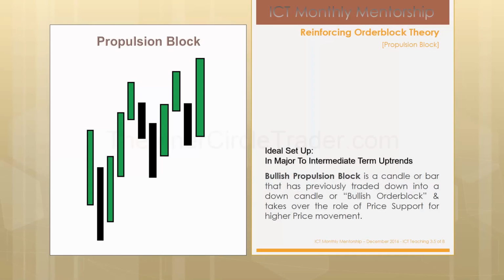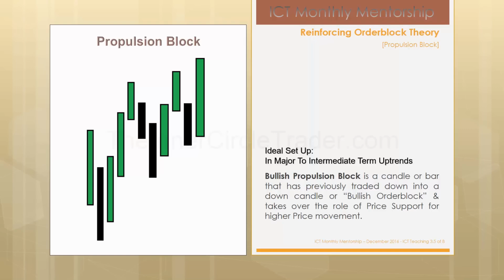Okay, folks, welcome back. We're going to be continuing our discussion on reinforcing order block theory. This teaching, we're going to talk about propulsion blocks. A propulsion block is a candle or bar that previously traded down into a down candle, or bullish order block, and takes over the role of price support for higher price movement.